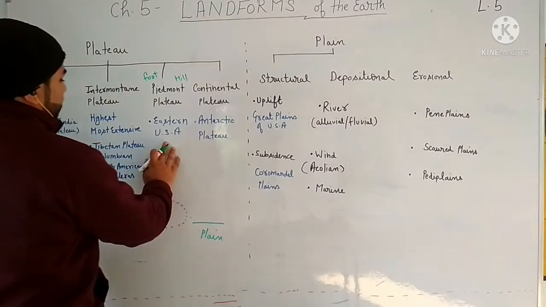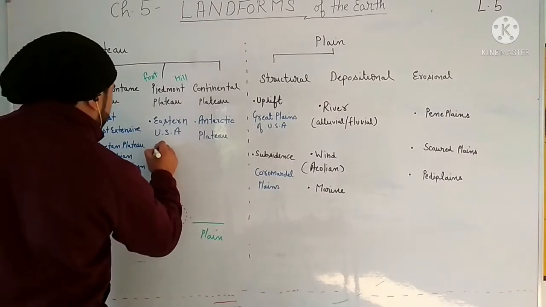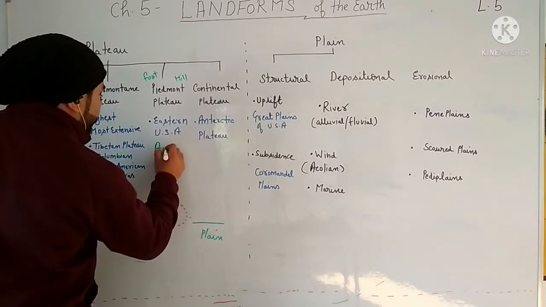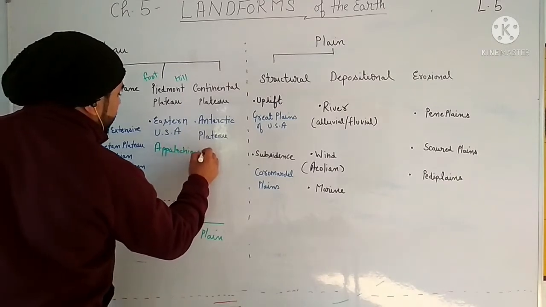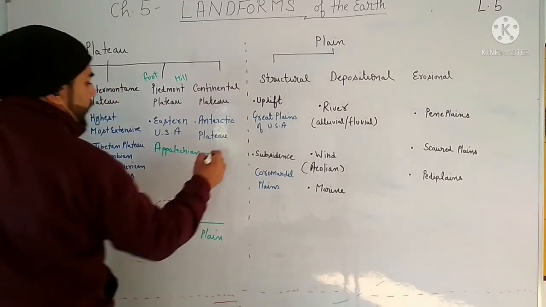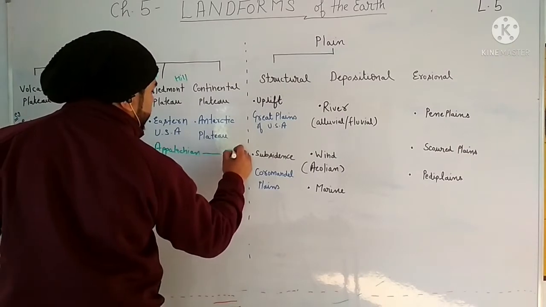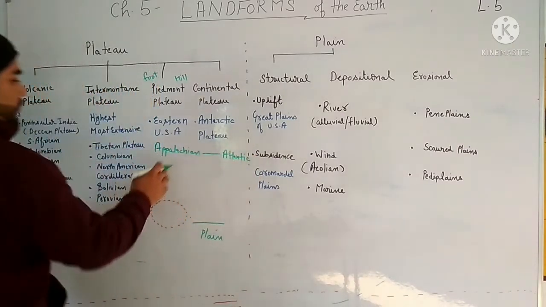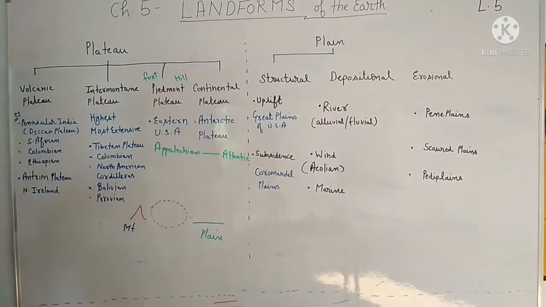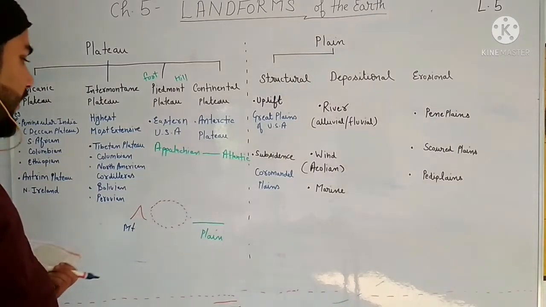In eastern USA, we have Piedmont Plateau between the Appalachian Mountain and the Atlantic Ocean coast. So here we find what? Eastern USA, Piedmont Plateau. And the last is Continental Plateau.